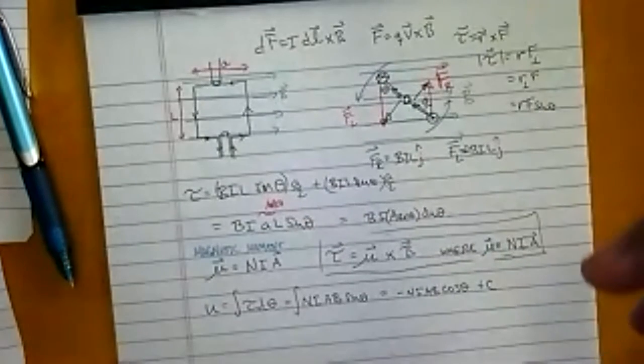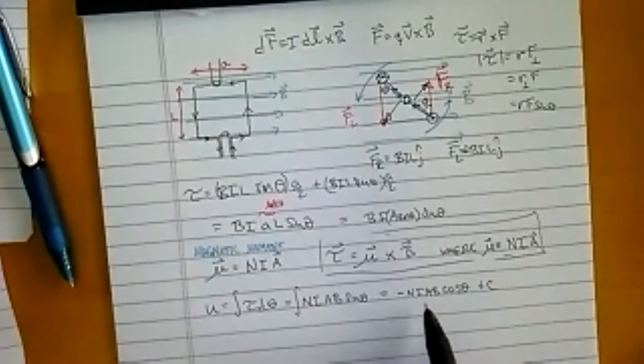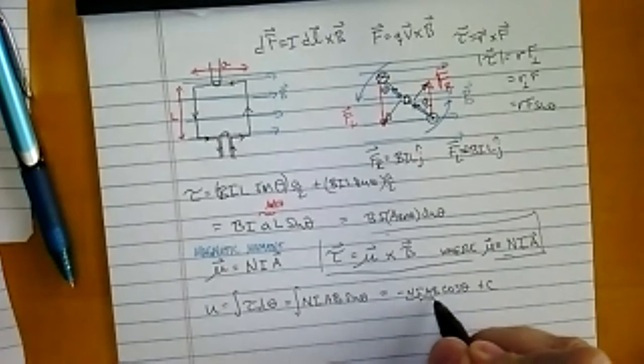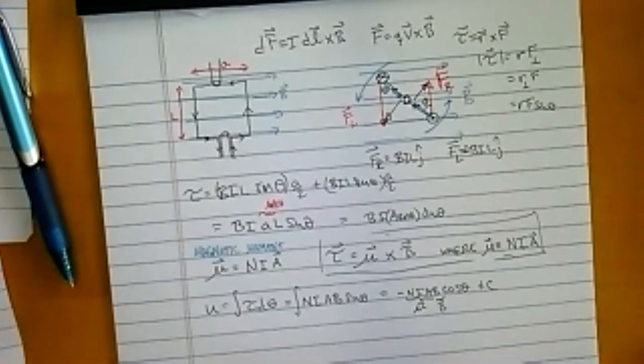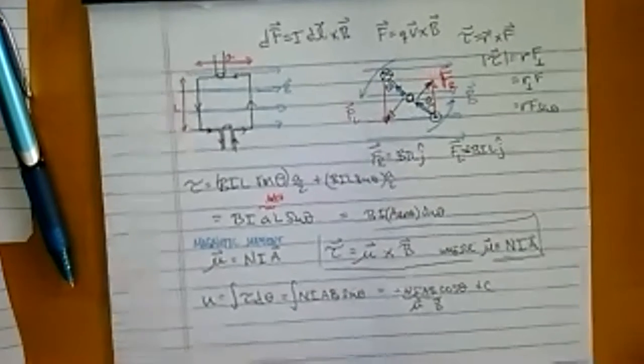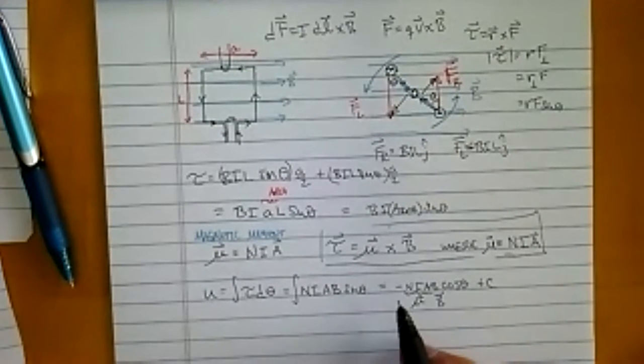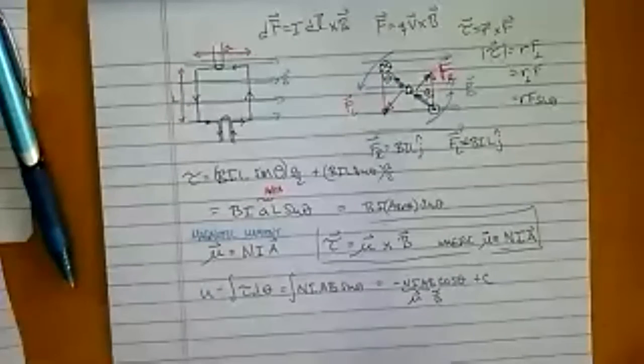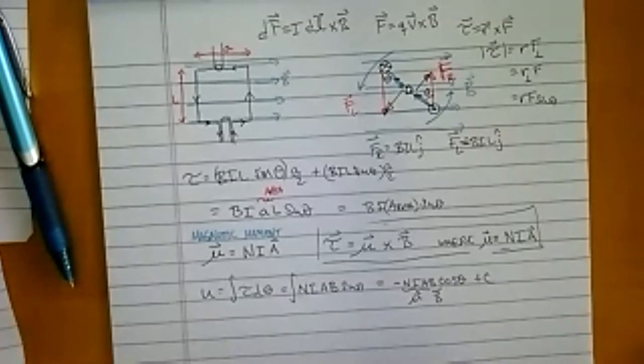Well, that's all well and good. What I recognize as NIA is, again, my mu vector, the magnetic moment, and B, of course, is the magnetic field vector. So a vector times a vector, or the magnitude of a vector times the magnitude of a vector times the cosine, always tells me, oh, that's a dot product.